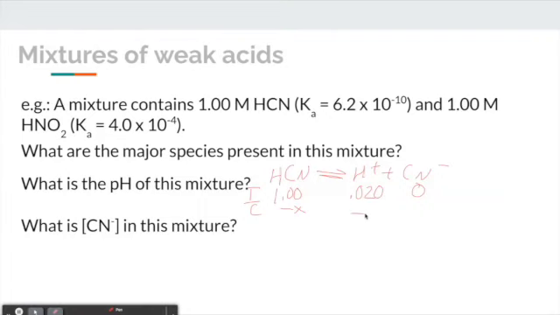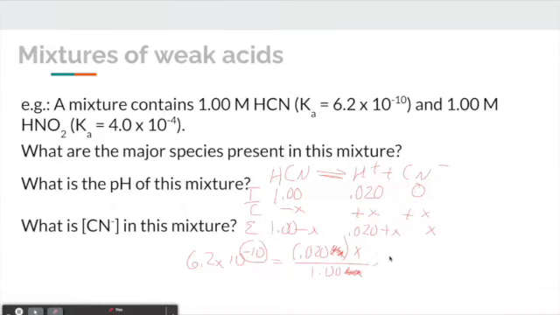The changes are going to be minus X, plus X, and plus X. At equilibrium, 1 minus X is the concentration of HCN, 0.020 plus X is the H plus concentration, and the CN minus concentration, which is what we want, is X. So Ka, which is 6.2 times 10 to the minus 10th for HCN, is equal to 0.020 plus X times X in the numerator, because that's H plus concentration times CN minus concentration, and in the denominator, 1 minus X. 10 to the minus 10th is enormously small, so we can probably ignore the X in the numerator, and the X in the denominator as well, to simplify our calculations.